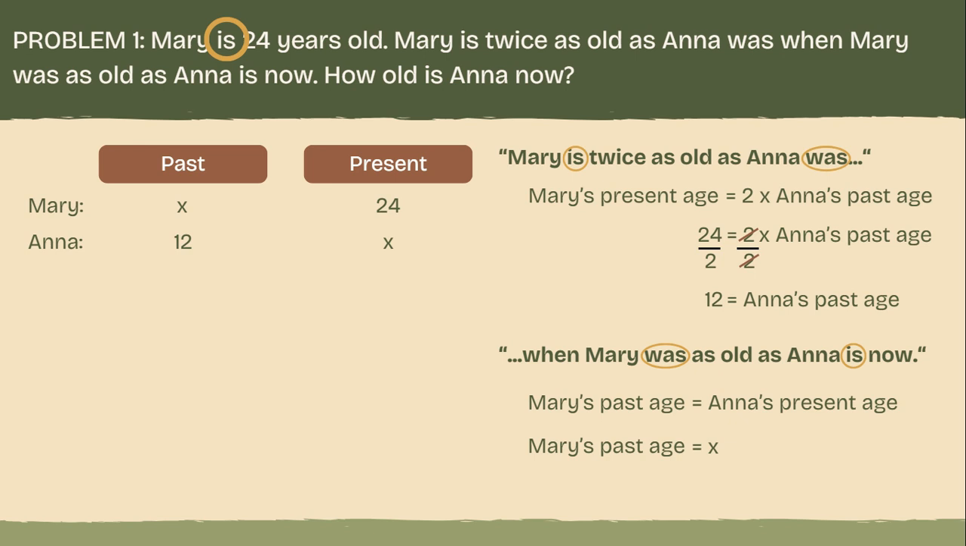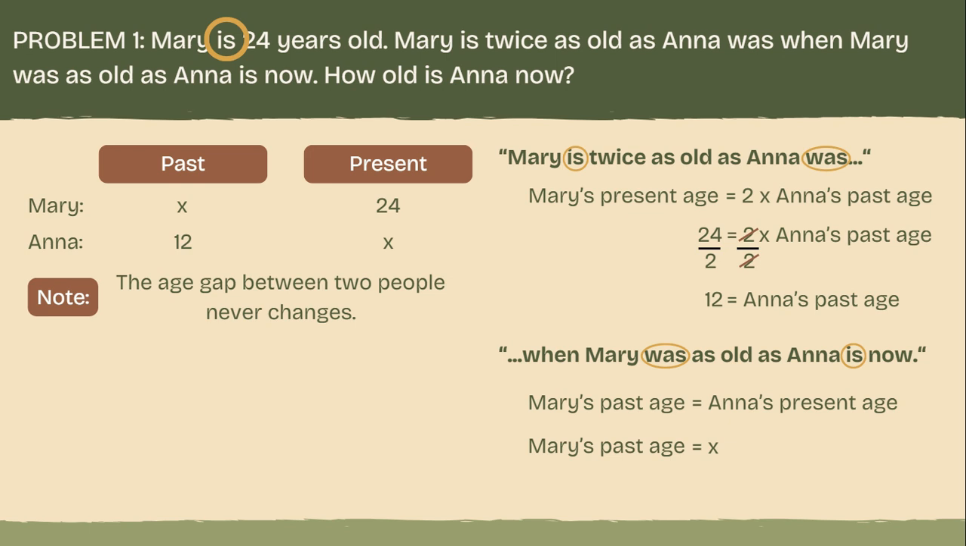Now, here's an important idea to remember. The age gap between two people never changes. For example, you and your sibling have an age gap of 2 years. It stays the same whether it's the year 2025 or 2050. Using that idea, we can compare the age gaps in the past and in the present.